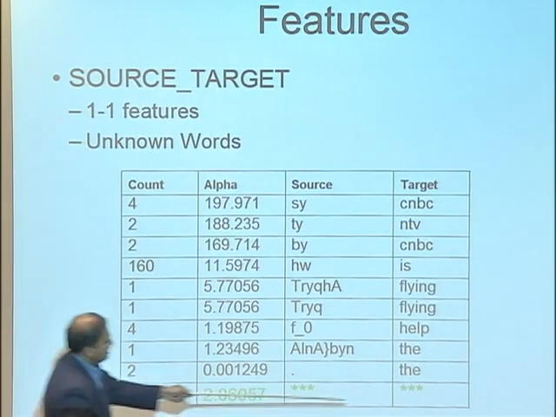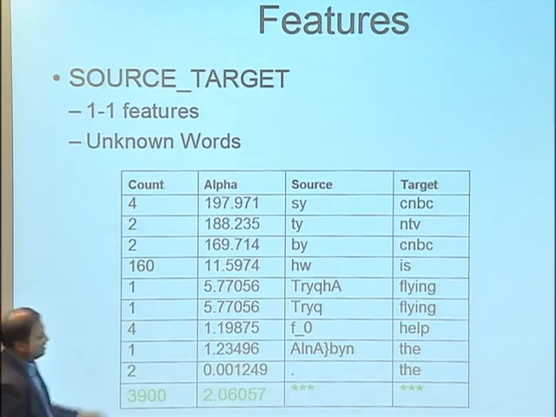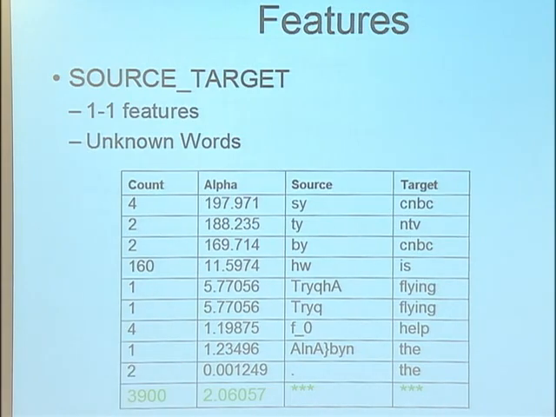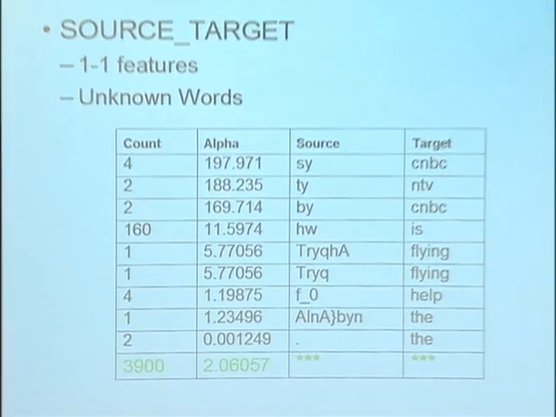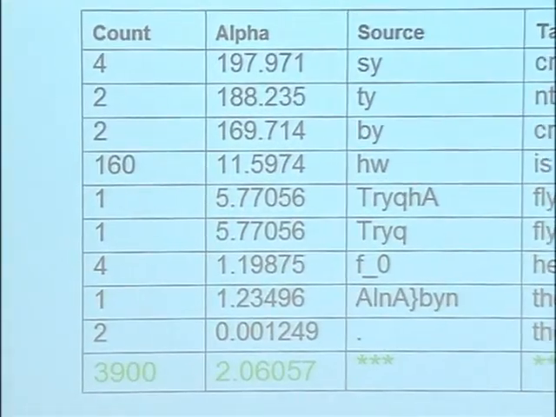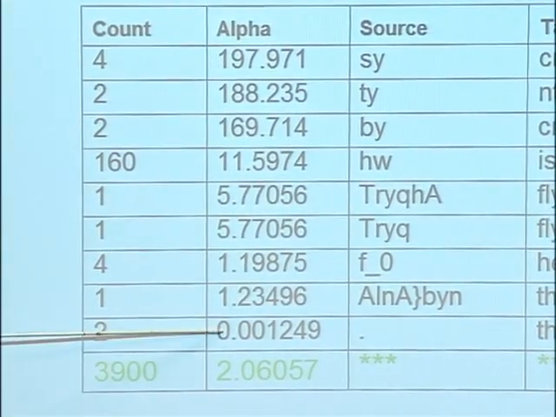And also that the model uses this feature a lot, that aligning an unknown word to an unknown word is pretty good. And it occurs 3,900 times in our 10,000 sentence alignment corpus. Okay, alpha greater than 1 usually is a model voting, and it's saying that it's a good thing to do. Alpha less than 1, it doesn't like to do.